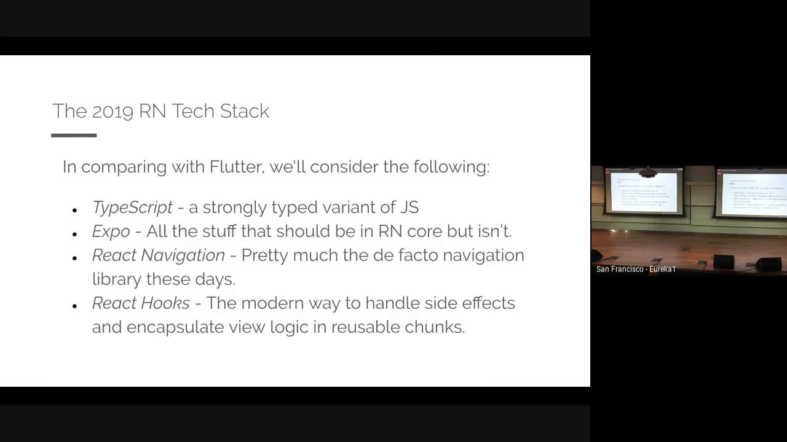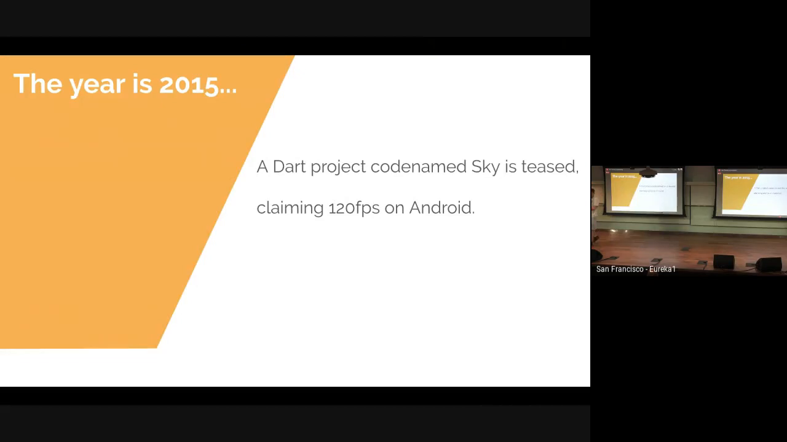So if we think about the sort of tech stack that we use today in 2019 with React Native, TypeScript is probably what you would use if you're starting out today. If you're on a legacy code base, it might be different. Expo, which is like all of the things that should be in React Native Core but aren't. React Navigation, obviously, kind of all the modern React stuff.